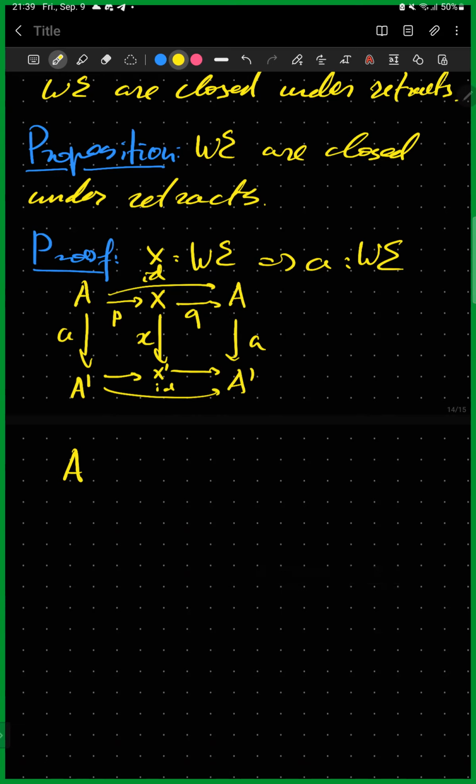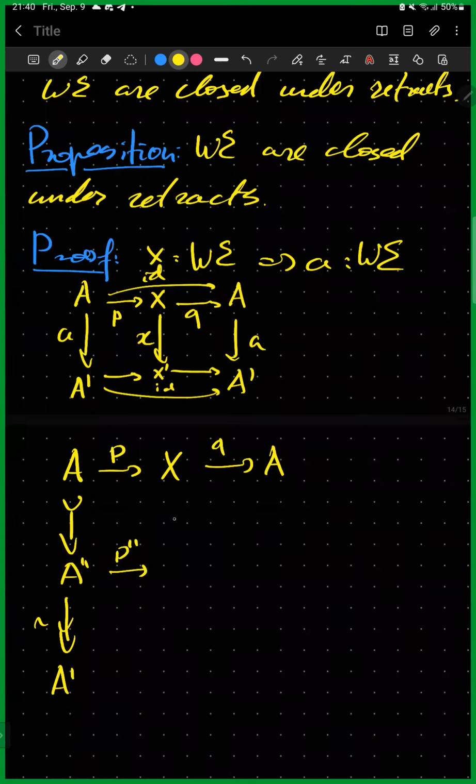And what we have here is that, first of all, just write the top row of the diagram without any changes. Then we may, first of all, decompose A like this. So we have a cofibration followed by a trivial fibration. Then the functoriality implies the existence of map P to primes.